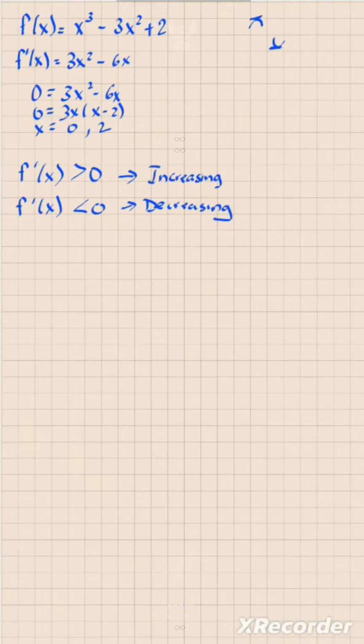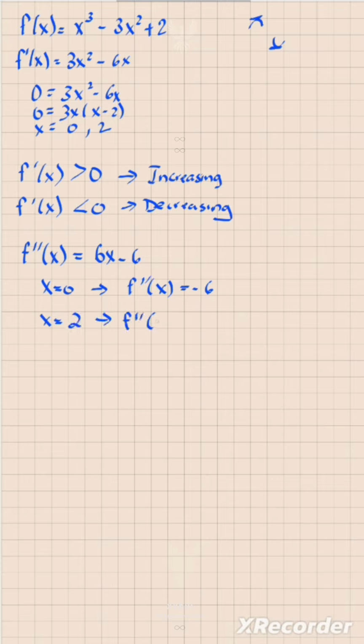If we take the second derivative of the function, we have 6x minus 6, and we plug in these two values of x where the slope is 0. So when x is 0, we have minus 6. When x is equal to 2, we have 6 times 2 minus 6, so 12 minus 6 is just 6. If we interpret this result, we have a maximum here, and we have a minimum here.